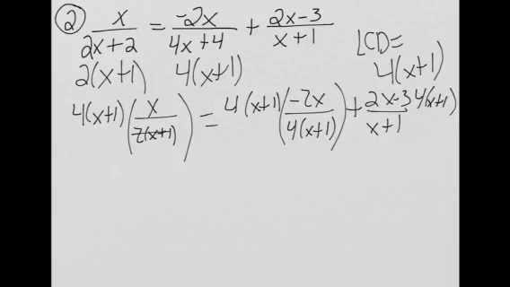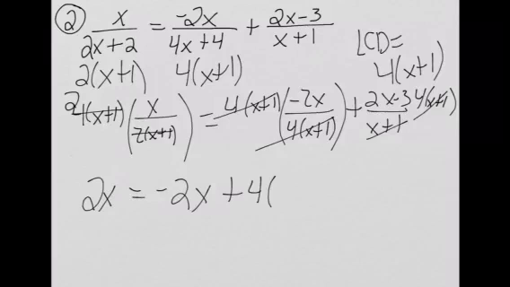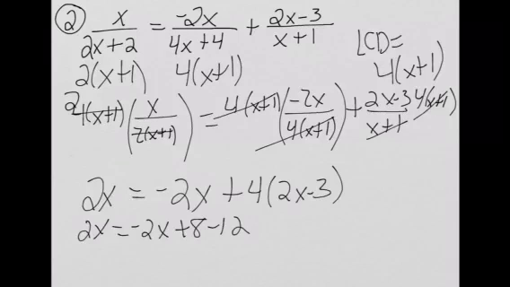And now what happens is this cancels off here and just leaves me with 2. So we're left with 2 times x, which is 2x. And then that equals, and all of this cancels, and so we're just left with negative 2x. And then over here the x plus 1's cancel, and so we're left with plus 4 times 2x minus 3. Alright, so that's what we get when we multiply through by the LCD. And now we just want to solve this. So we got 2x equals negative 2x plus 8x minus 12.